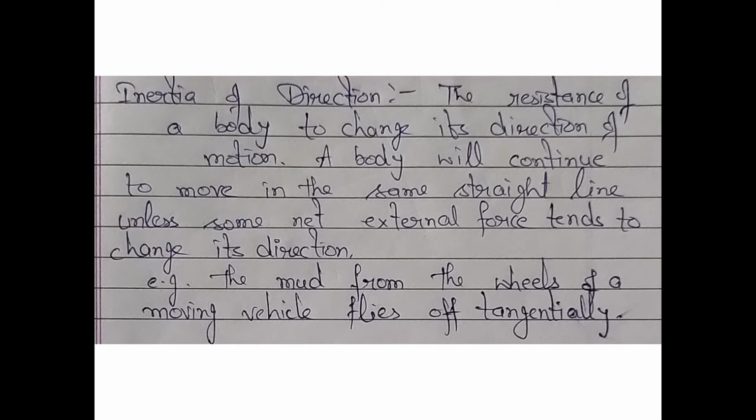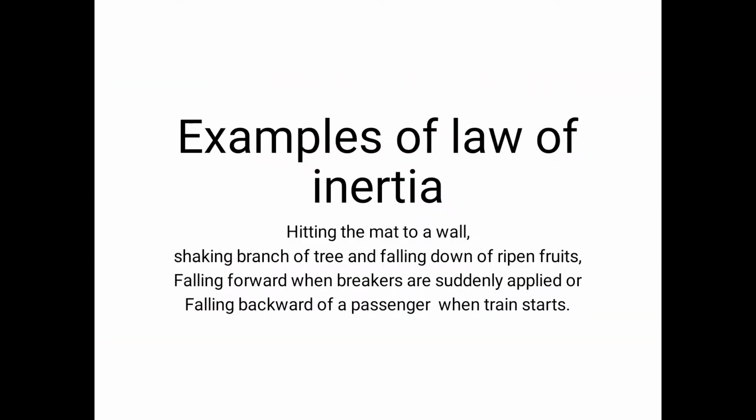And the third type is inertia of direction, the resistance of a body to change its direction of motion. A body will continue to move in the same straight line unless some external force tends to change its direction. For example, the mud coming from the wheels of a moving vehicle flies off tangentially. Newton's first law of motion is also called the law of inertia.